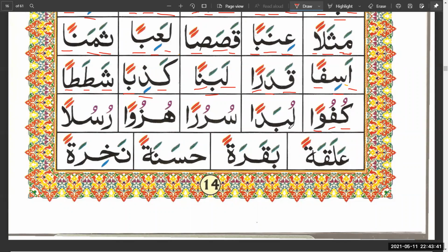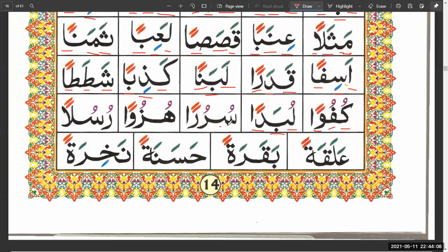Kufuwan. Next one. Can you tell if this is a lam or an alif? If you thought lam, you are correct because it is connected to the letter after it. So lam dhamma lu, ba fatha ba, and dal two fatha dan. Lu ba dan.